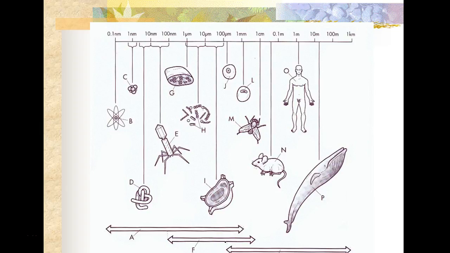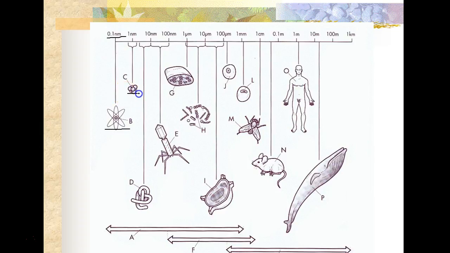So this is a scale model. It goes from smallest, this is an atom, 0.1 nanometers. That is tiny. That's a tiny fraction of a meter. So that's super, super, super tiny.